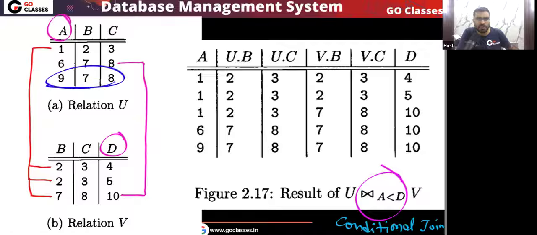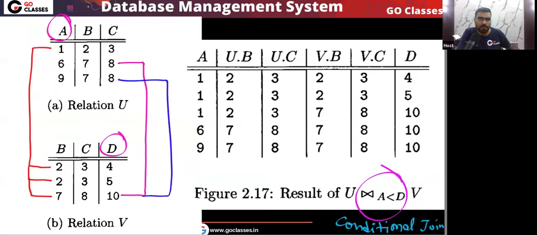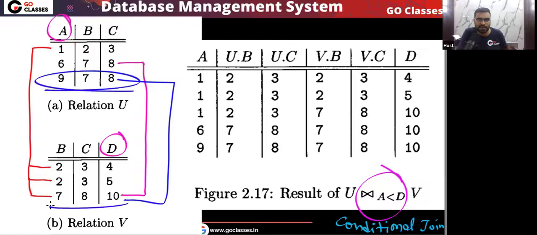Next, this will pair with whom? 7, 9, 7, 8. So 9 should be less than D. So you can see this will pair with the last one, correct? You can see because A is less than D. 9 is less than 10. So you can see 9, 7, 8, 7, 8, 10.